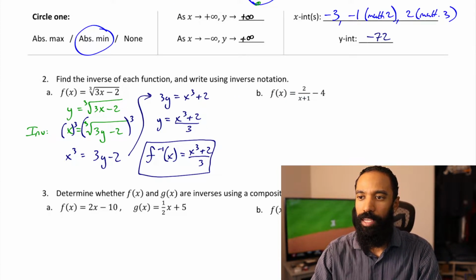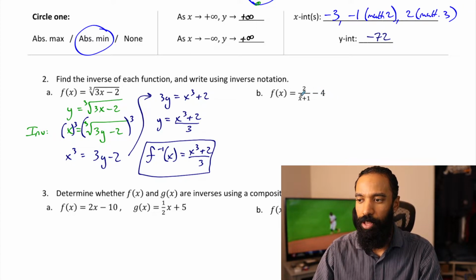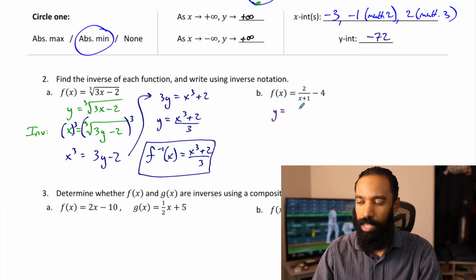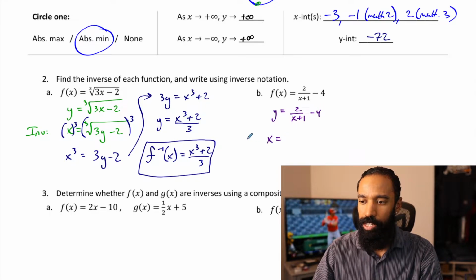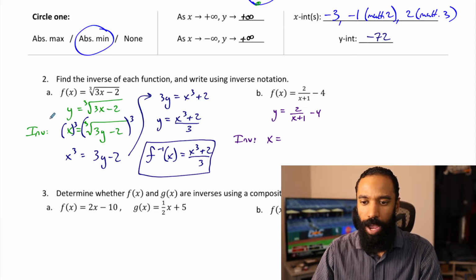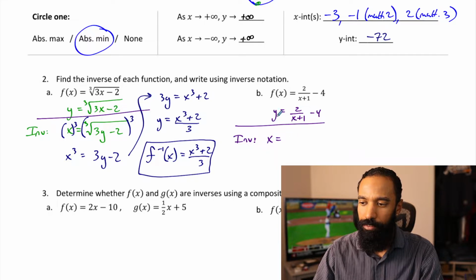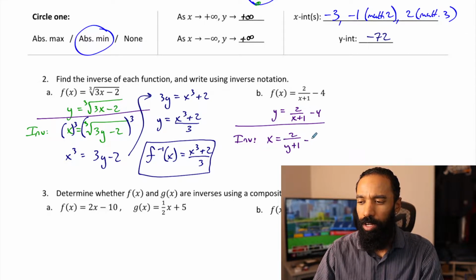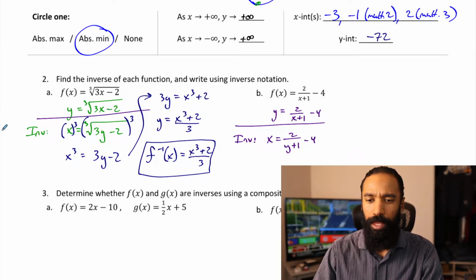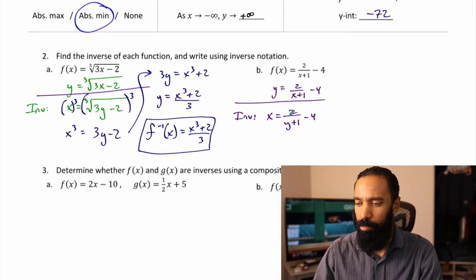We'll do the same thing right here. F of x equals 2 over x plus 1 minus 4. So y equals that right there. Swap the x and y. So x equals, here's our inverse portion. Once we swap x and y, we're now in inverse territory. These are 2 different graphs now. If we graphed it, one reflects across that y equals x line that we've seen, maybe in some of my videos before.